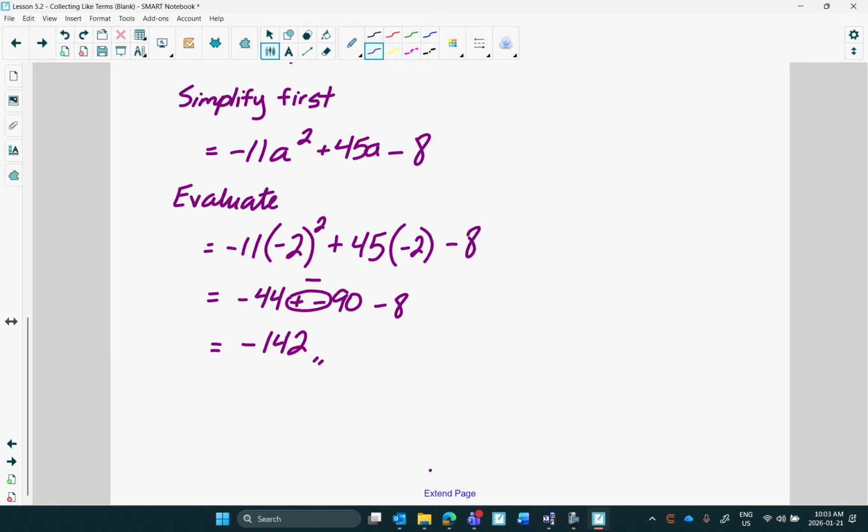So the ultimate goal is to evaluate expressions, but we always want to try and simplify them first when we can, okay? Because it makes them easier to deal with when we are asked to evaluate. So, part A.